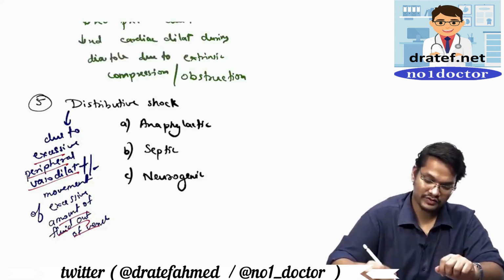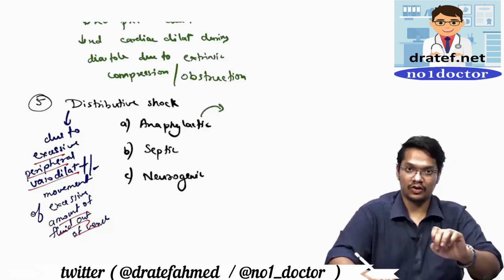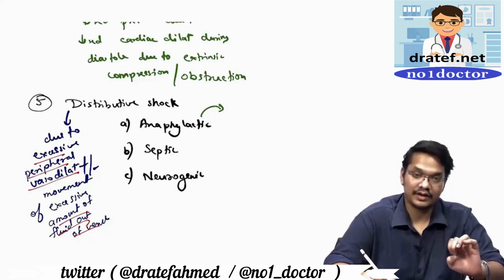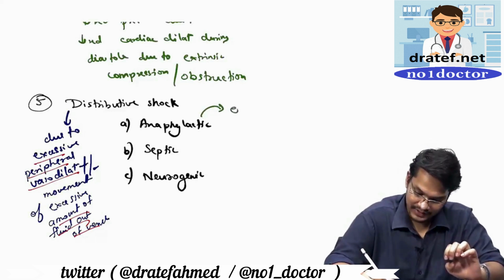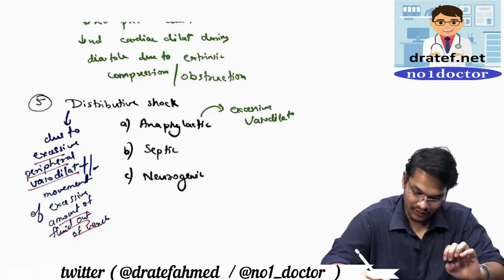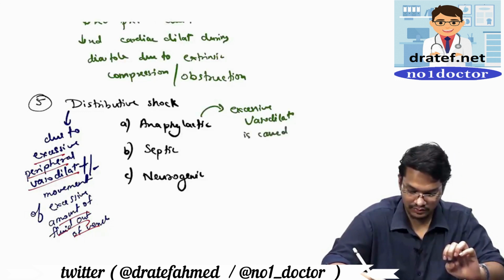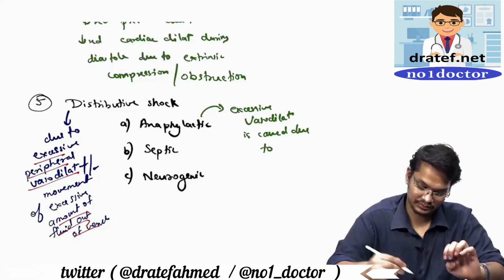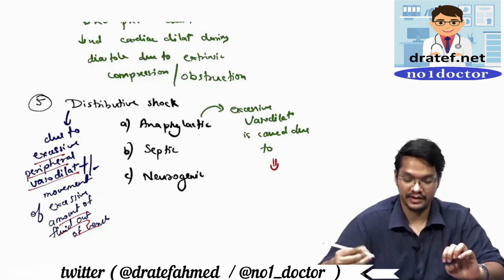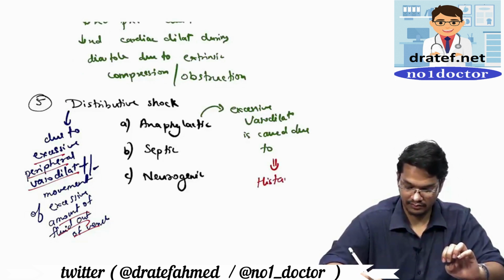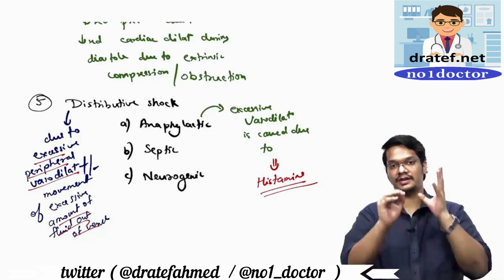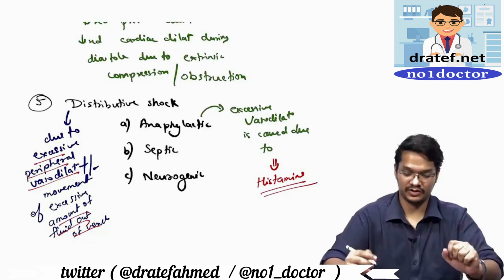Okay. Now, one question which is asked: the cause of vasodilation in anaphylactic shock. The excessive vasodilation of anaphylactic shock is caused due to a certain mediator, which is histamine. It has been asked several times. So the vasodilation in anaphylactic shock is actually due to excess amount of histamine in the circulation.